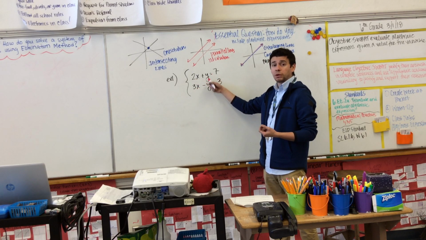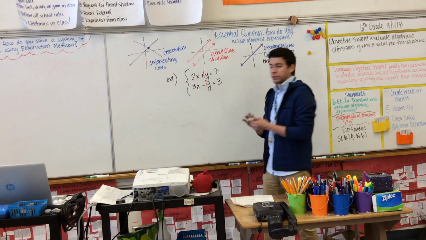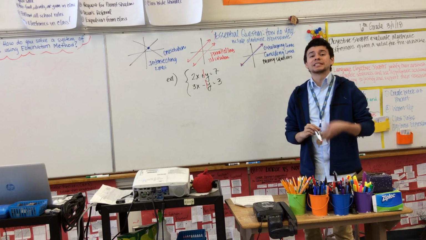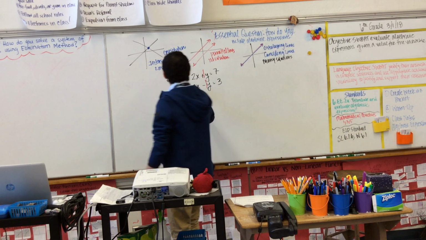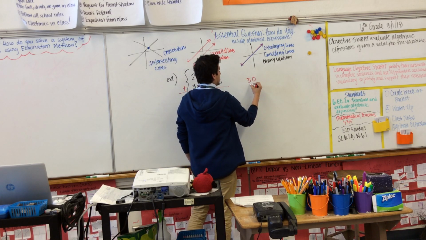These y's don't have a number written. What number's in front of the y? 1. So I like putting the 1 there. So here we go. Elimination method is like addition. Okay? So we're going to add. So remember in elementary school they taught you how to add like this?